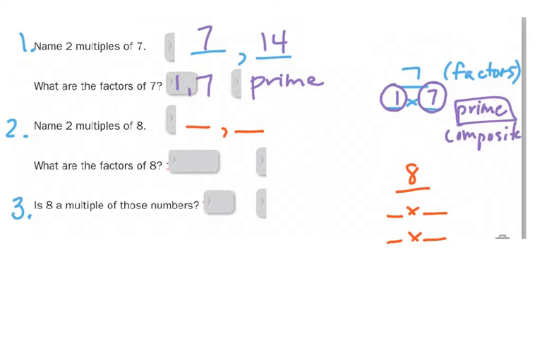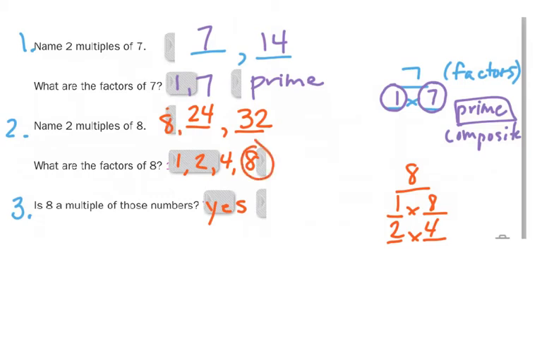Well, I could take 8 times 3, which would be 24. 8 times 4 would be 32. If you look across your 8s on a multiplication chart, anything along that line is a multiple of 8. What are the factors of 8? 1 times 8 and 2 times 4. So if I were going to write those in a list, in numerical order, it'd be 1, 2, 4, and 8. Is 8 a multiple of those numbers? Yes, it is. Because 8 is here and 8 is here.